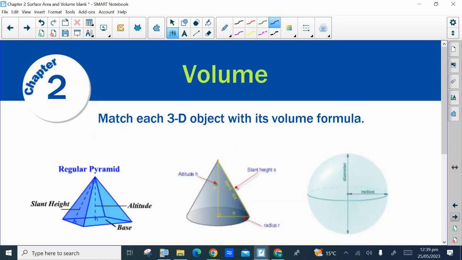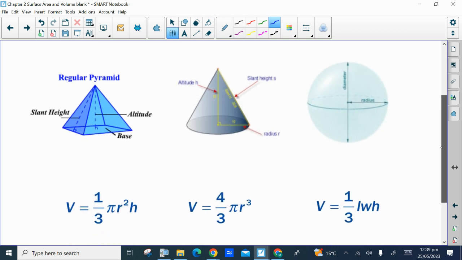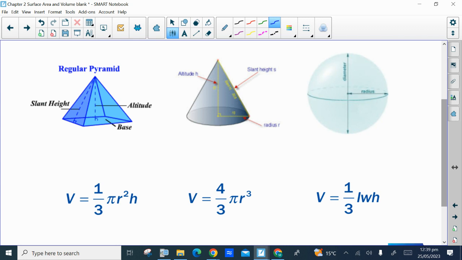So on to the next one. It says match each 3D object with its volume formula. Again, these are on the formula sheet. Okay? And the first one is a pyramid. And if you look on the formula sheet, it says the volume of the pyramid is 1/3 capital B times H, where again, B is the area of the base. So it would be 1/3 length times width times height, which is the last formula.